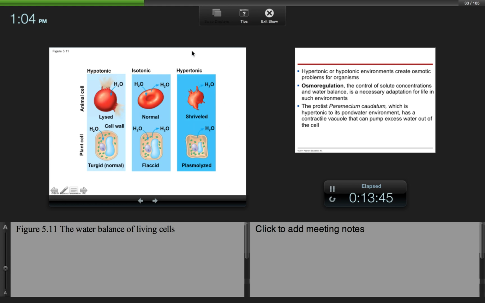Now, when placed in a hypertonic solution where there is more solute on the outside of the cells than the inside, this is bad for both animal and plant cells. In an animal cell, water will leave at a higher rate and the cell will shrivel and die. A plant cell, same thing, water will leave and plasmolysis will occur, where the cell membrane pulls away from the cell wall.